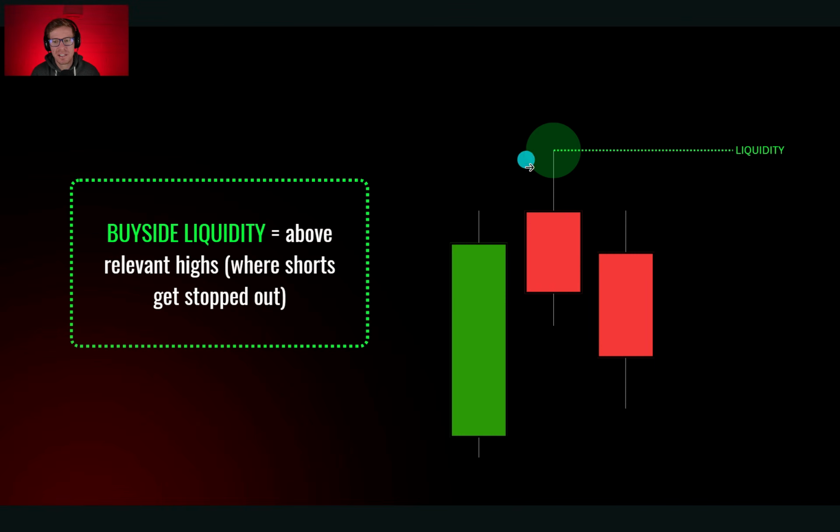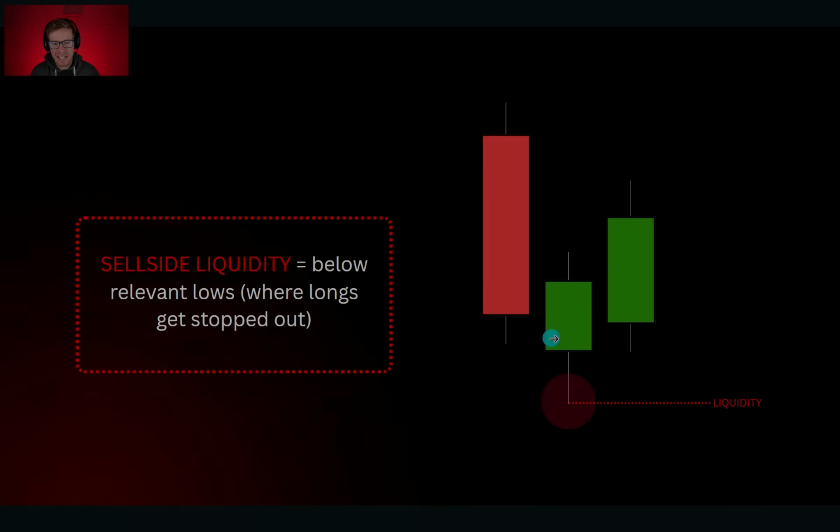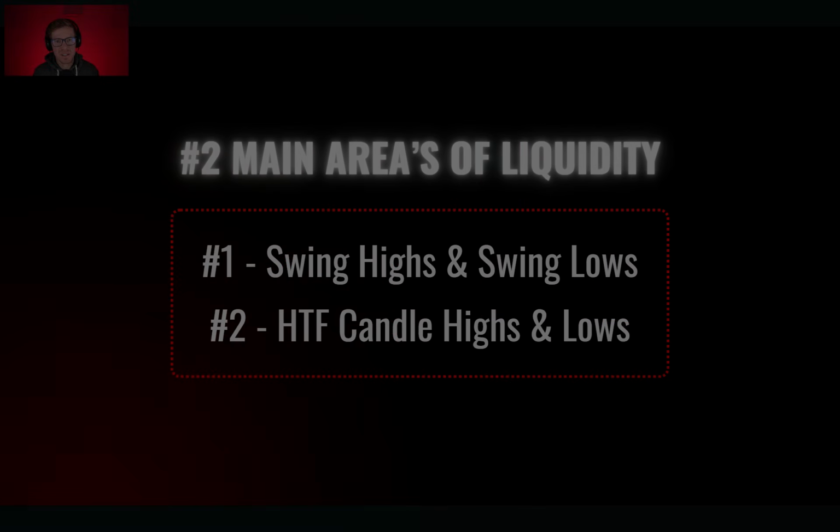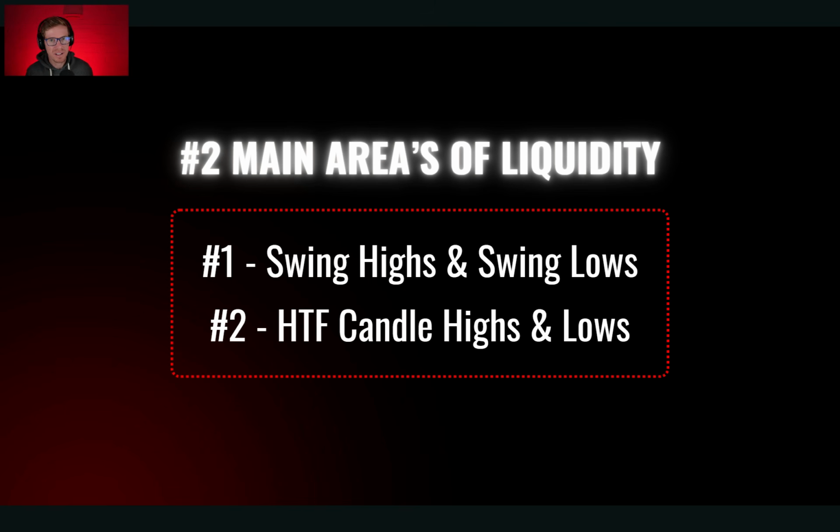Buy-side liquidity is located above relevant highs, where the short traders get stopped out. Sell-side liquidity is located below relevant lows, where long traders get stopped out. There are two main areas where you will find liquidity. Number one, swing highs and swing lows. And number two, higher time frame candle highs and candle lows.